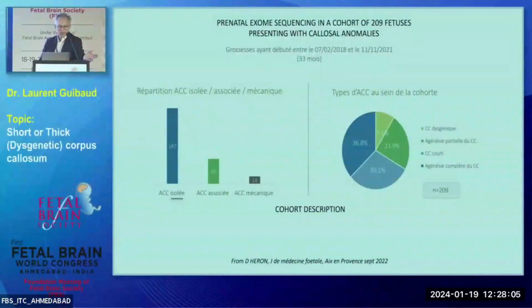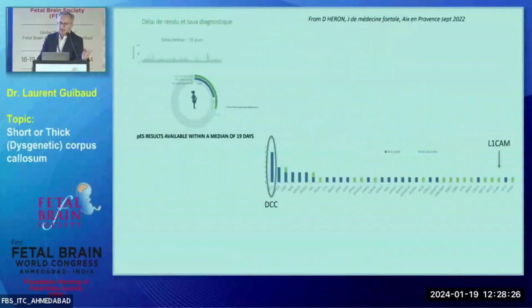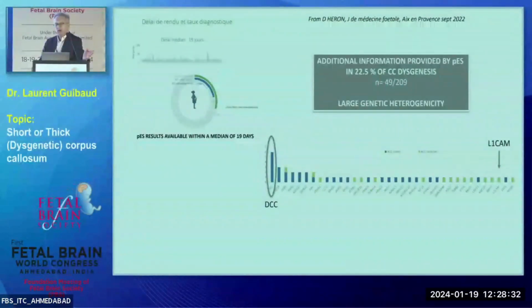You see, most of them were isolated. There is some associated, and what we call mechanic, it was lipoma or cyst. There is complete agenesis in almost 1/3, short corpus callosum in 1/3, and the other third were dysgenesis or partial dysgenesis. We get the result in less than 3 weeks, and there is additional information in almost a quarter of the cases. With a large genetic heterogeneity, we have plenty of genes that give rise to this kind of dysgenesis, but one gene is predominant, DCC.